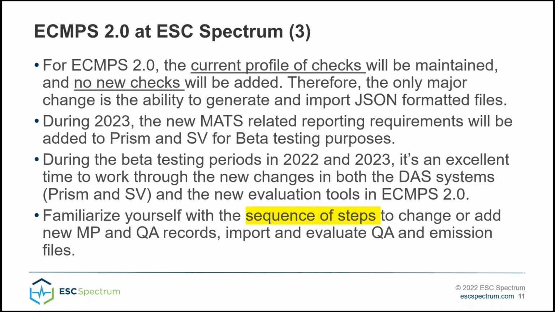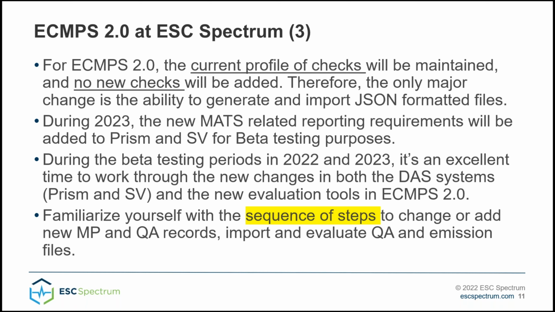Again, I want to stress that Chris has said that the current profile of checks will be maintained and no new checks will be added. Therefore, the only major change is the ability to generate and import JSON formatted files. And again, in 2023, this is when the MATS-related reporting requirements will be added to Prism and StackVision for beta testing purposes. And if you are a MATS reporting unit, you're going to need to properly configure your DAS to export those MATS-related records.